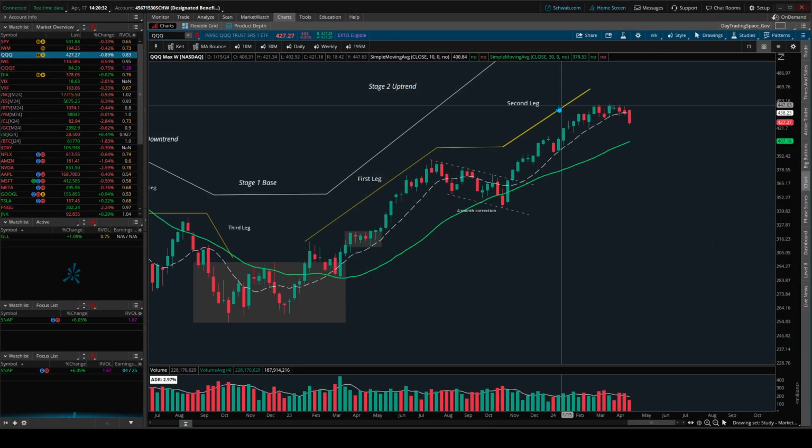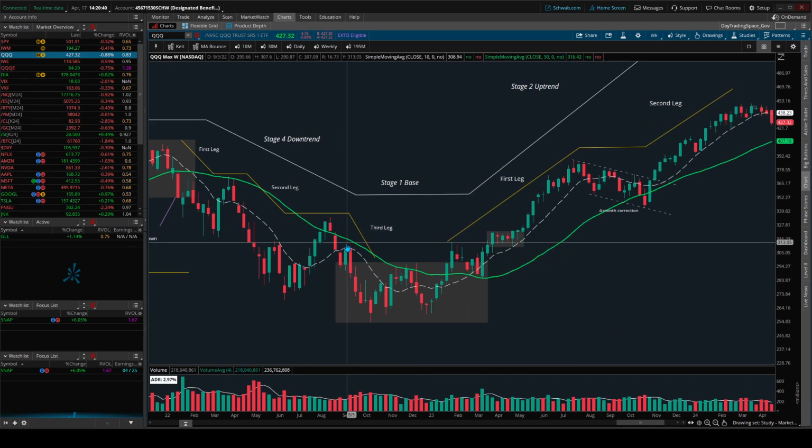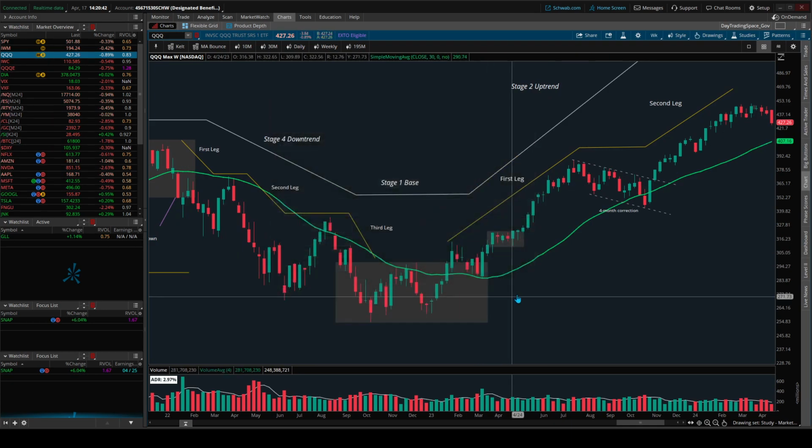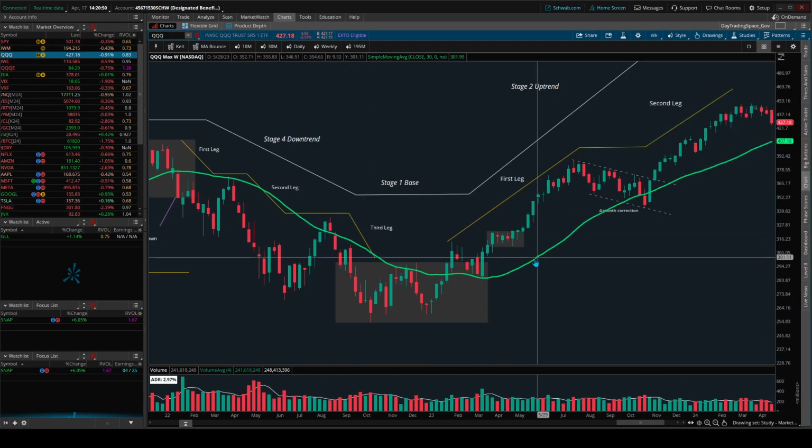Try to ignore this text. I don't want to confuse anyone. Just look at it as being noise, but you could see that this green line, I'll get rid of this right now. This green line, that's that 30 week moving average, right? So you see how it's guiding us through the stages. It's doing the same thing right here.